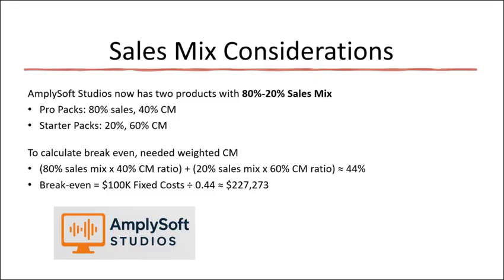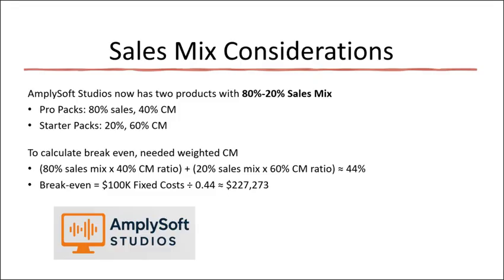The products have different contribution margins of 40% and 60%. To calculate the break-even, we need to do a weighted contribution margin. To get the weighted contribution margin, we take the 80% sales mix times its related contribution margin of 40%, plus 20% of the sales mix for starter packs times that contribution margin, and we get a blended or weighted contribution margin of 44%. Assuming the company still has that same $100,000 of fixed cost, 100,000 divided by the blended 0.44 contribution margin means that the total break-even sales would have to be 227,000 and some change.